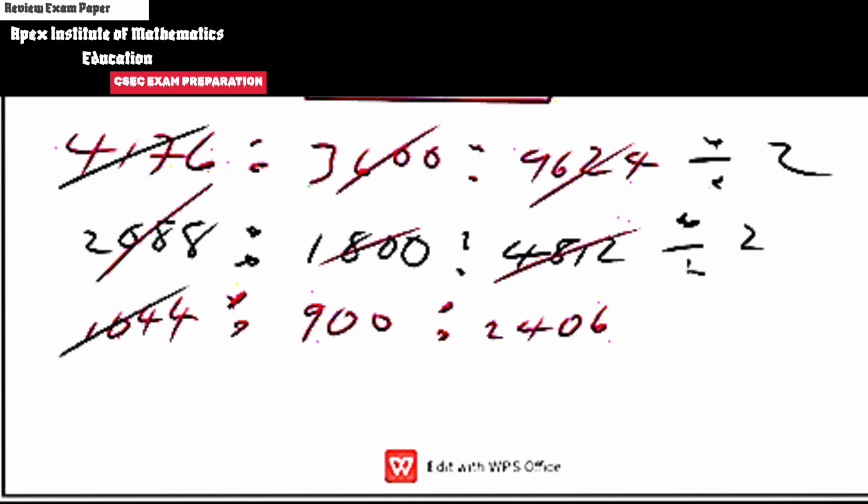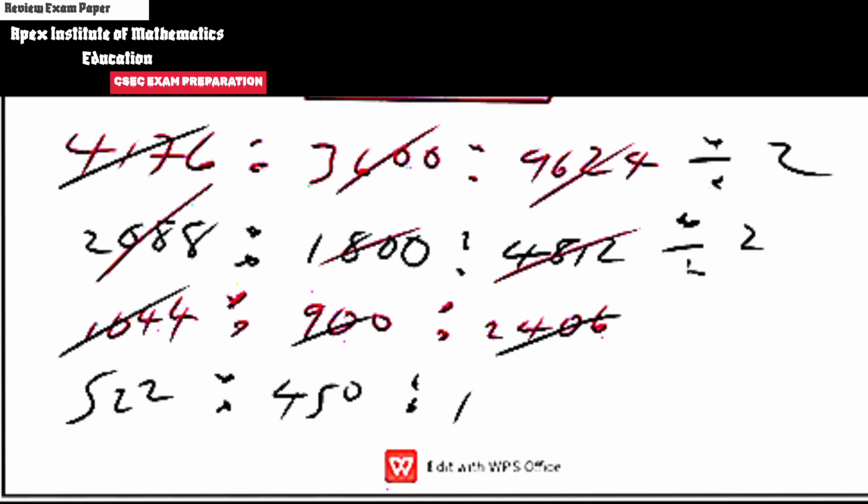Divide through by 2 again. We're going to get 522. And divide through by 2 again. We should end up with 450. We're going to divide through by 2 again. We're going to end up with 1,203. All right. Now, it doesn't seem as if 2 can work. 2 can go into 450 and into 522, but I don't think it can go into 1,203 because that's an odd number.